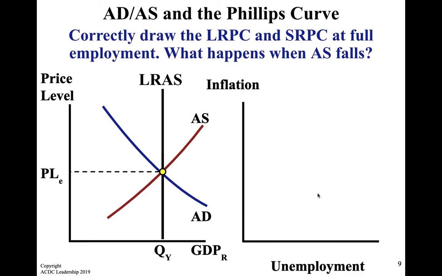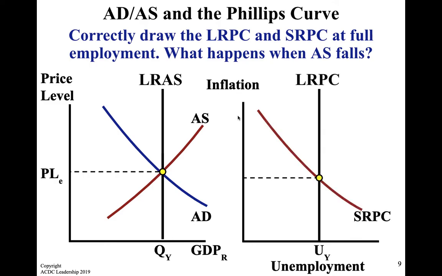Correctly draw the long-run Phillips curve and short-run Phillips curve at full employment. He's showing the graph on the left, because by now you should know how to shift supply and demand on the supply and demand graph. That way you can see what happens to price level. Remember, price level is inflation. If price level is increasing, then we have inflation. If price level is decreasing, then we have deflation. So what happens to price level here is going to tell us what to do here.